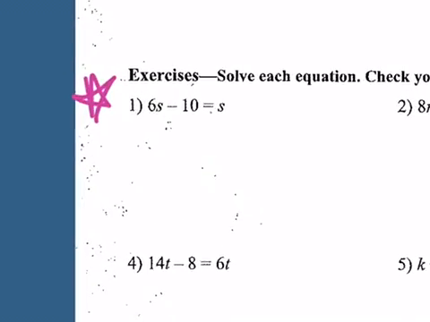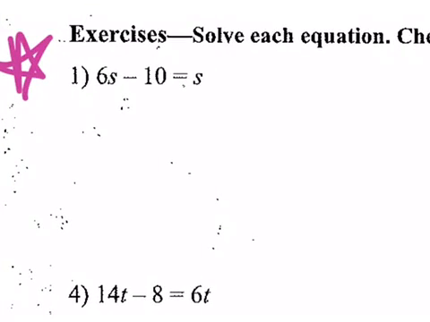So let's look at number 1. 6s minus 10 equals s, or 1s. Same thing. So is this equation balanced? Do I have the same number of items on either side of my equal sign? It doesn't look like it, right? I've got a triangle and a circle on one side, and then I just have a triangle on the other side. So which side of this equation can I start on? Left. I have to start on the left.